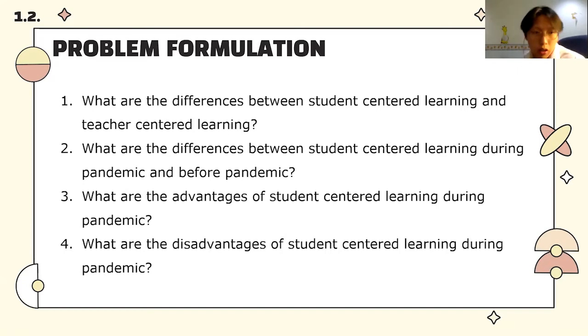Okay, for the next part, I, Bryan Tjandra, with student number 152, will explain our problem formulation. There are 4 problem formulations. The first one, what are the differences between student-centered learning and teacher-centered learning? The second one, what are the differences between student-centered learning during the pandemic and before the pandemic? The third one, what are the advantages of student-centered learning during the pandemic? And the fourth one is, what are the disadvantages of student-centered learning during the pandemic? Next.